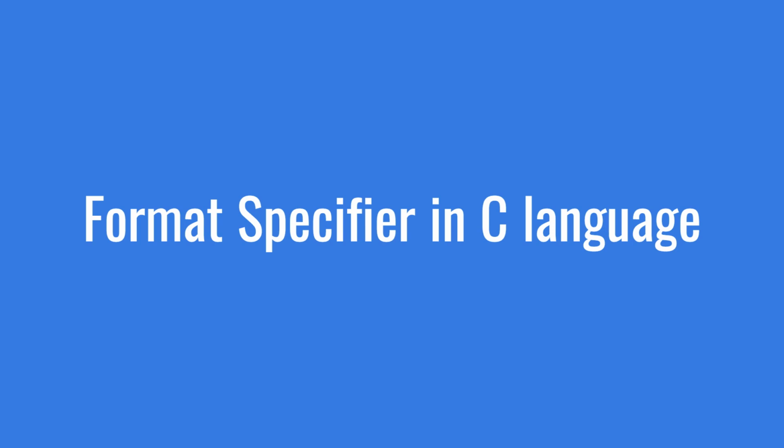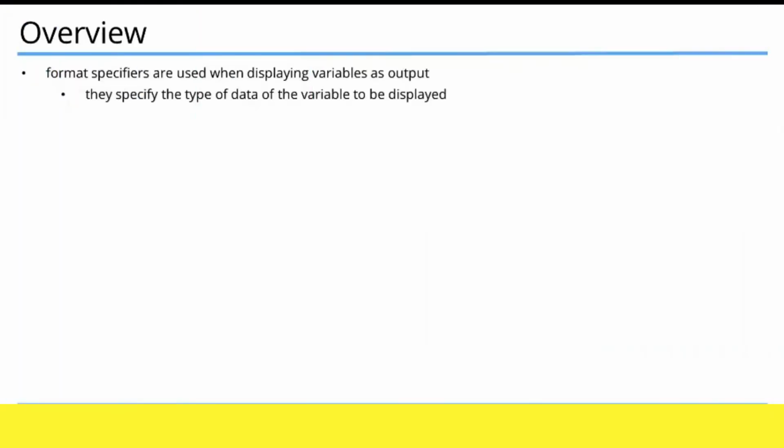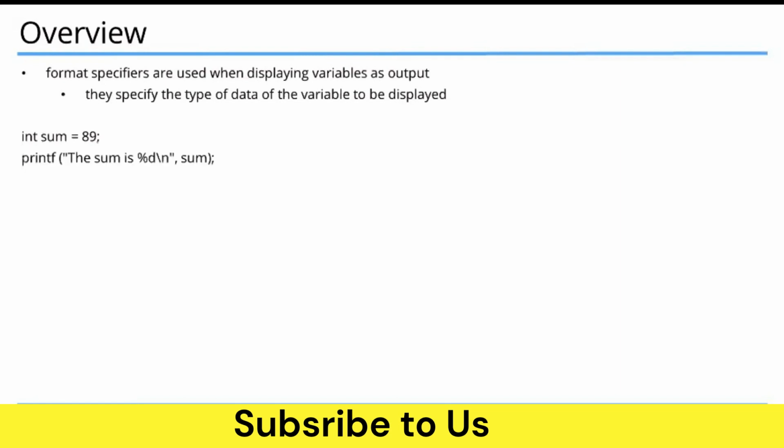So format specifiers are used when displaying variables as output. You can also use them for converting data, but we are just going to talk about using this for output for now. They specify the type of the data of the variable that you want to display. For example, if you declare an integer named sum and it's equal to 89 and you want to display that variable sum, you would use the printf function.